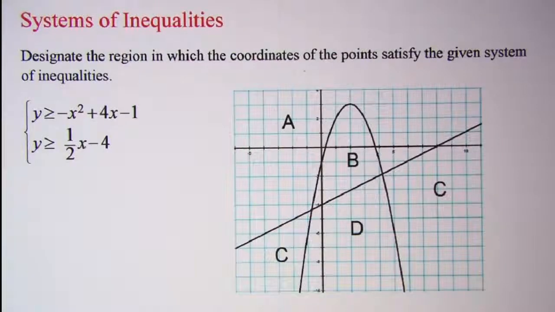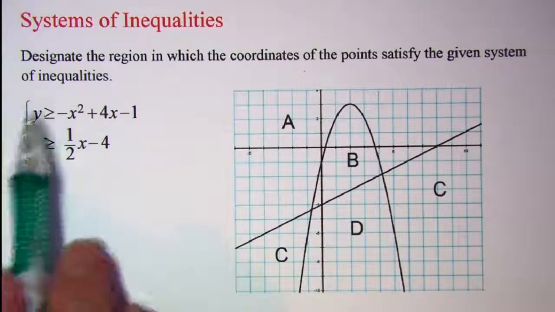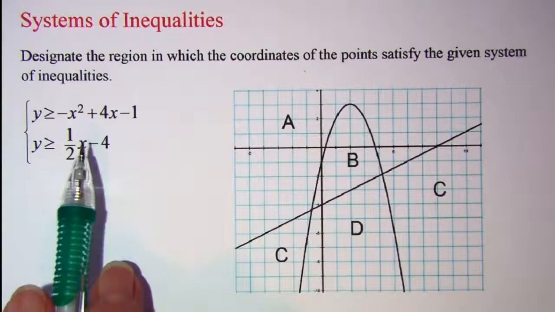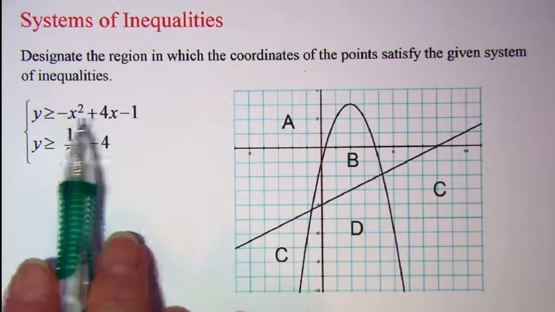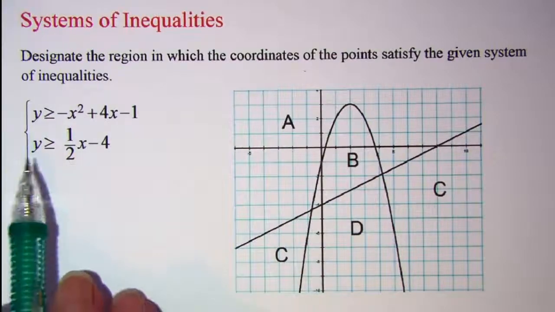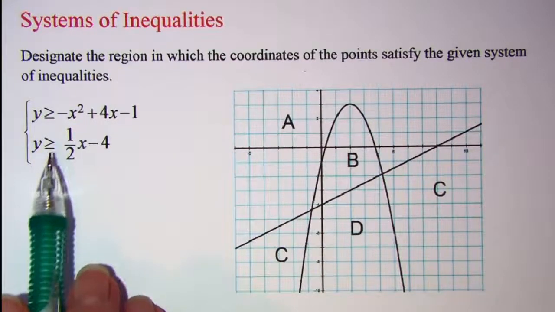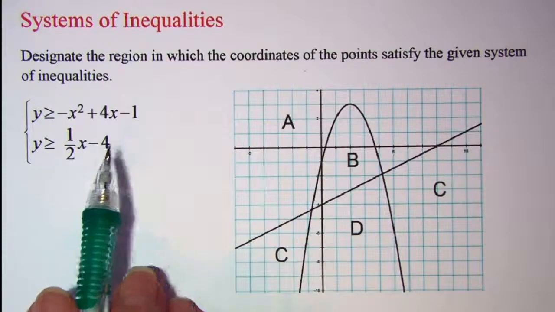In this video, we'll be solving systems of inequalities by designating the region in which the coordinates of the points satisfy the given system of inequalities. Over here we have our system of inequalities. y is greater than or equal to negative x squared plus 4x minus 1, and y is greater than or equal to 1/2 x minus 4.